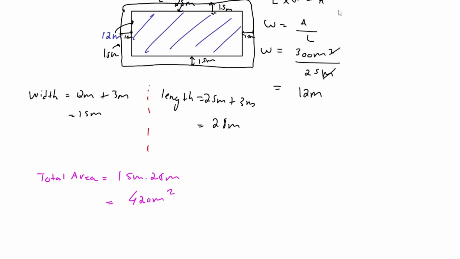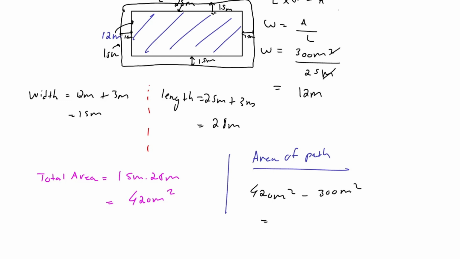Now, our old area, so to find the area of the path is going to be this. This is going to be 420 meters squared subtract 300 meters squared. And that's going to give us an answer of 120 meters squared. Okay? So this is going to be the area of the path. That's it for question number 3.